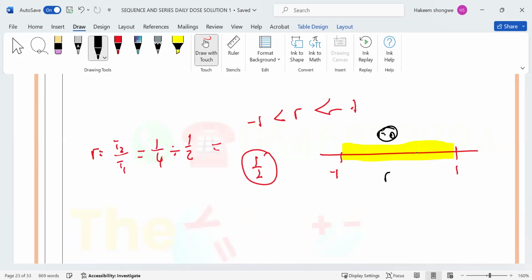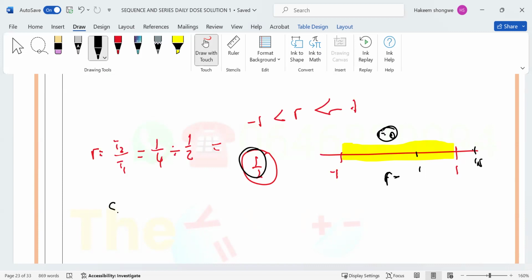When R is equal to 1,5, the series does not converge. Agree, 1,5 is this side. It diverges. But let's say I got R like this one. My R is 1 all over 2. What will you say about this series? It converges. For the fact that the series converges, they can ask us for the sum to infinity.